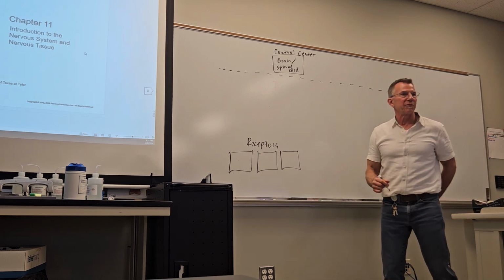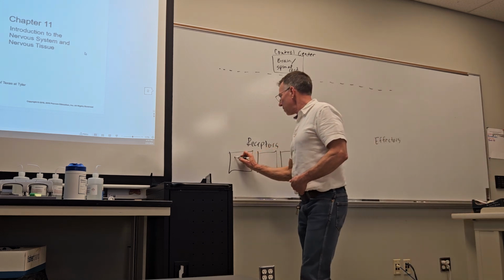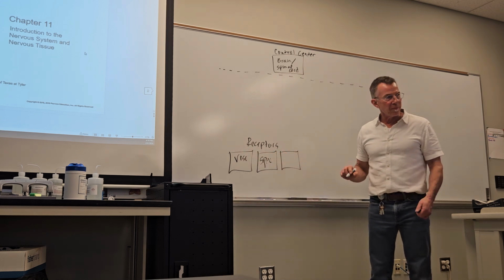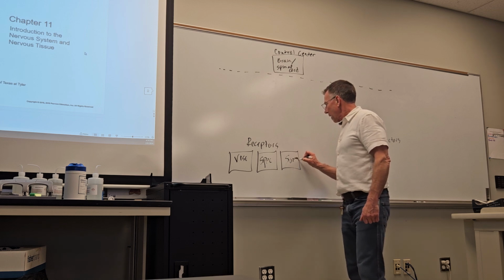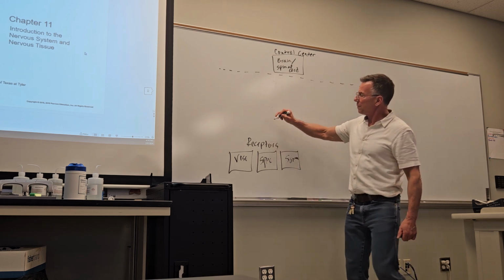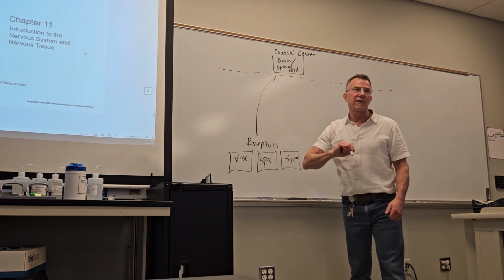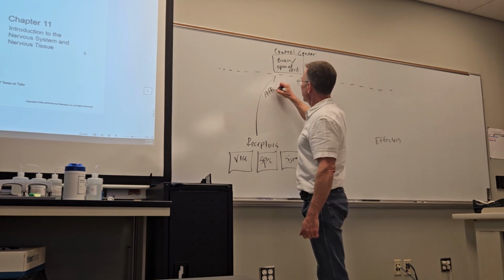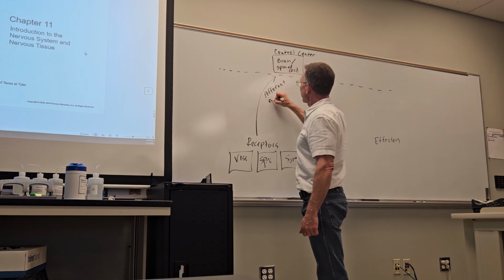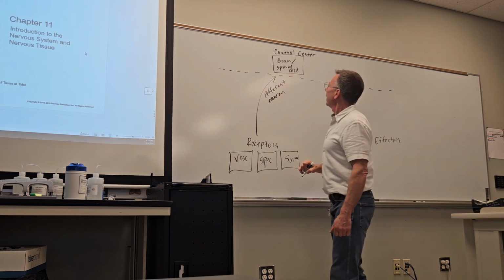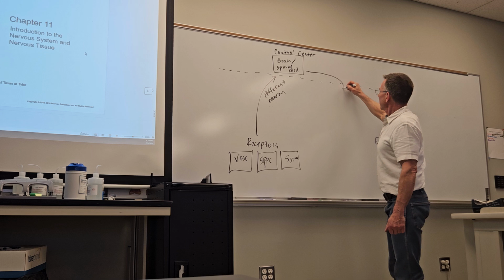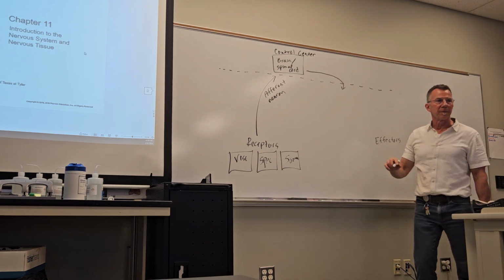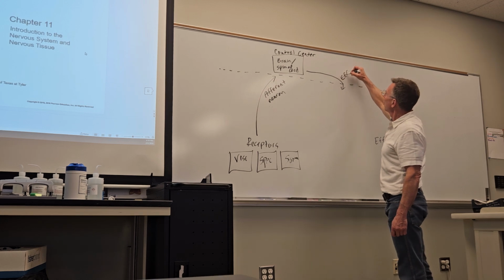Okay, what are our three types of receptors? Special, visceral, and somatic. How does this information get from the receptors to the brain and spinal cord? Afferent. An afferent or sensory neuron. And then we're going to send out what kind of a command? Or what kind of a neuron is going to take that command from the brain and spinal cord? Efferent neuron. An efferent or motor neuron.